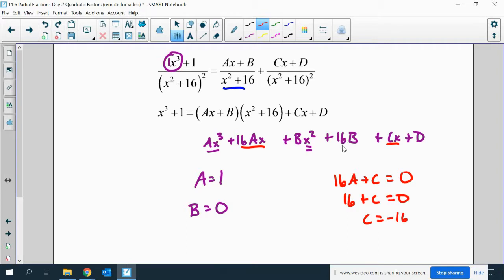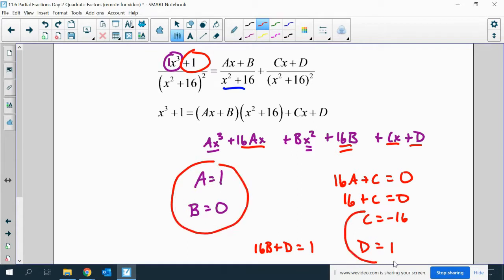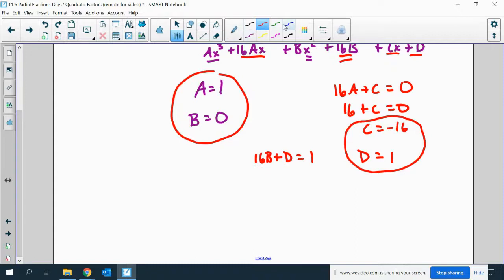And if I look at the constant terms, I have 16b plus d. So if I'm looking at the b term has to equal 0. So 16b plus d equals 1, since I have this plus 1 up here. The b has to equal 0, so d equals 1. So I have these 4 values of variables. And then I could write my final answer.